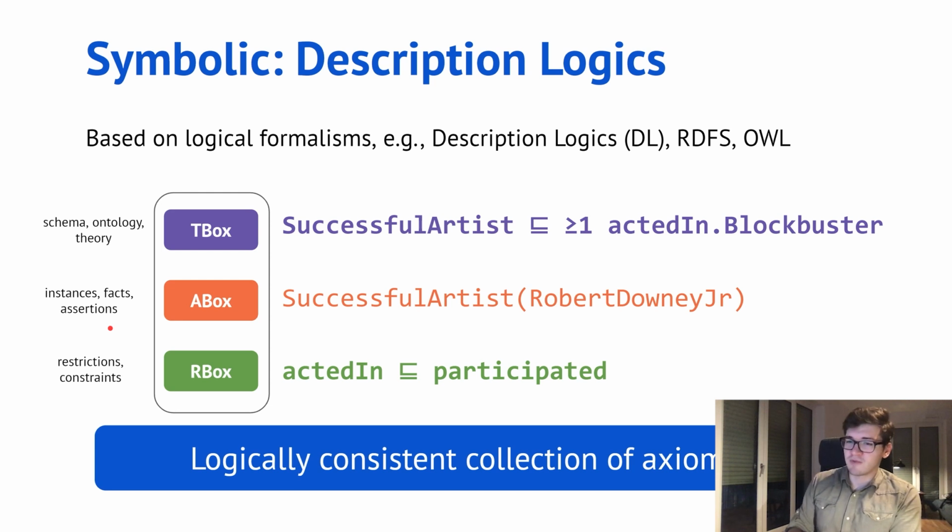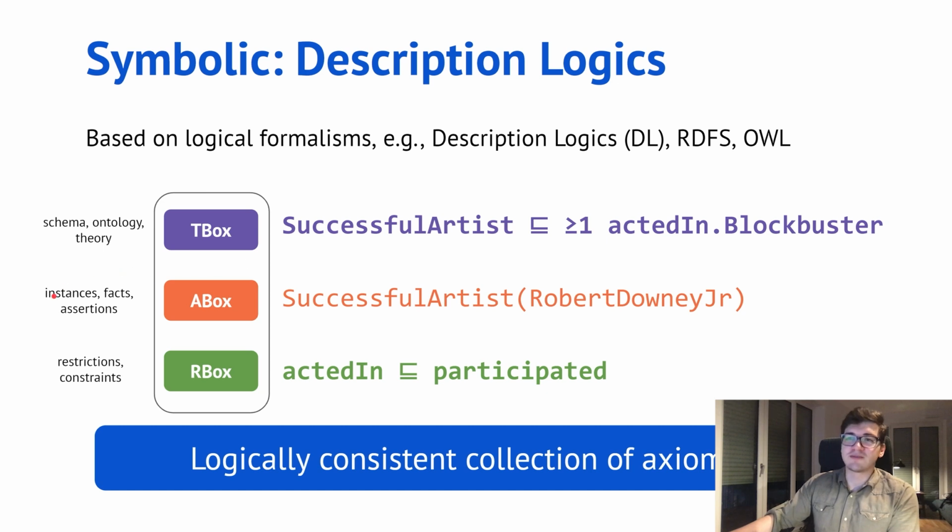There is a higher level of complexity, I would say. The next level of representation, which is a rigid logical background, comes from description logics and standards like RDFS or OWL. Those provide semantics for our knowledge graphs, and there are several levels. The big one, the most abstract one, is called the T-box: theory, ontology, schema, one can say. It defines axioms about classes. For instance, a successful artist is somebody who acted in at least one blockbuster movie.